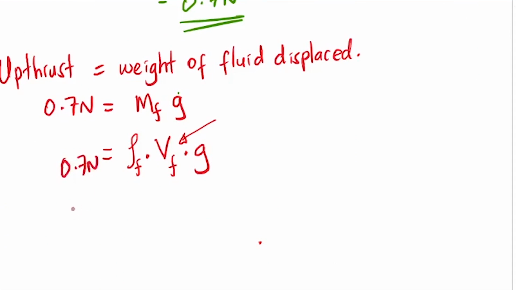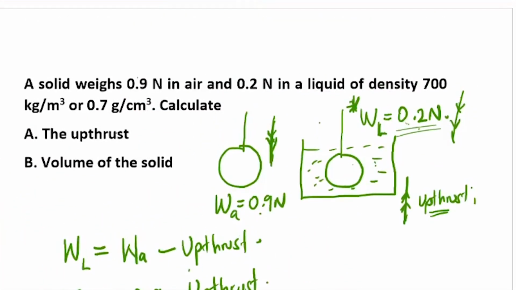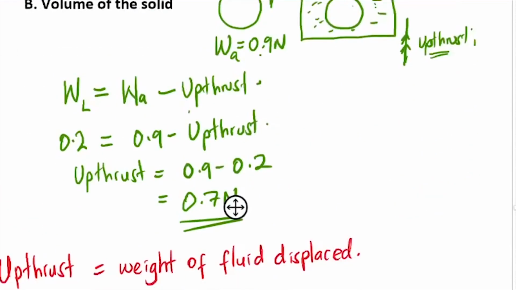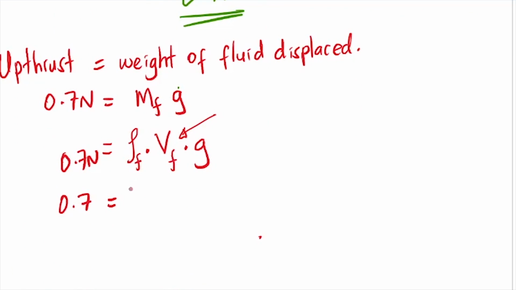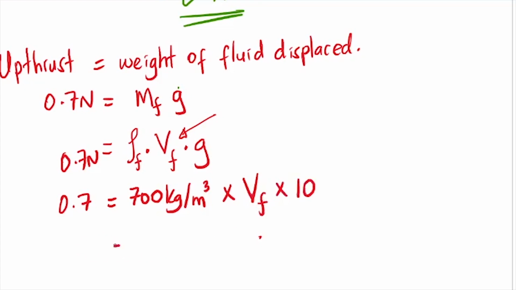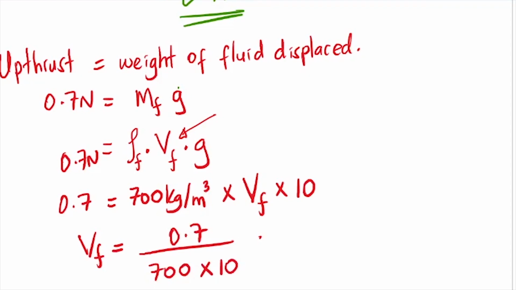So this is going to be 0.7 newtons. So still 0.7 is given by the density of the fluid. What is the density of the fluid? They're telling us that the fluid is of density 700 kilograms per meter cubed, or 0.7 grams per cc. Now from here, I think we should use 700 kilograms per meter cubed. So the density here is 700 kilograms per meter cubed, multiplied by the volume of the fluid which we are looking for, multiplied by gravity, which is 10 meters per second squared. And so the volume of the fluid is going to be equal to 0.7 divided by 700, multiplied by 10. And that is what we get.